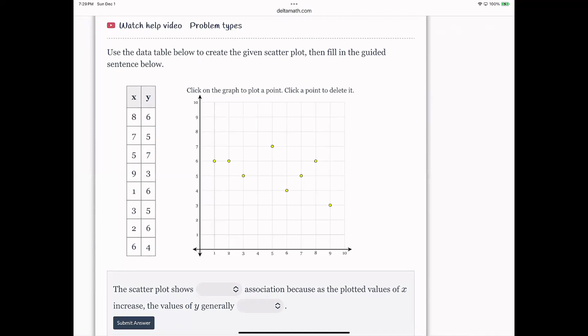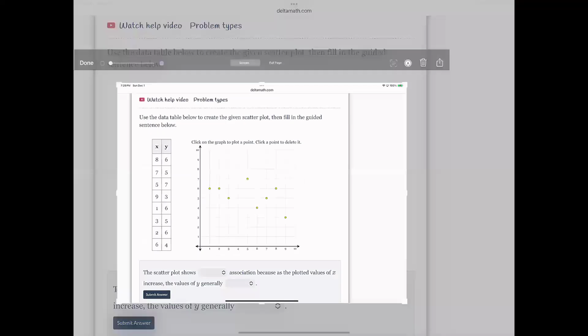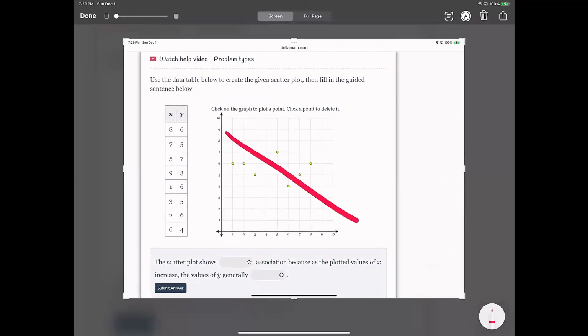Now, this kind of looks like a negative sloping line. If I were to take a picture, let me show you what I mean. I'm going to take a picture real quick. Now, this is what the line would look like to me, something like that. So you can see that this is a negative slope line. That's basically all you're doing here.